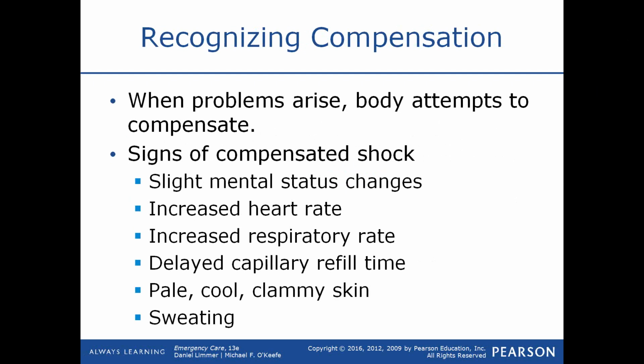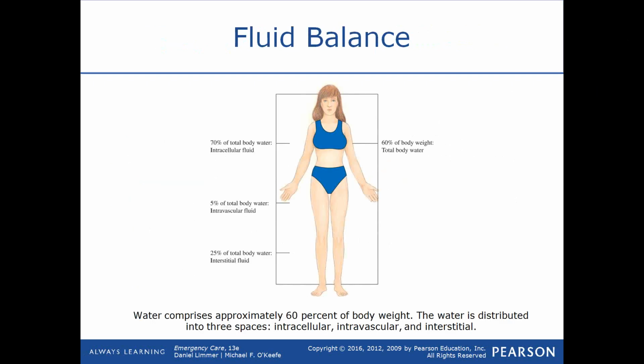So a person who is compensating for shock is often pale, cool, clammy, with an increase in respiratory rate above normal, with an increase in heart rate above normal, and perhaps an altered mental status. Now, not all shock presents this way, but the most common forms of shock do.